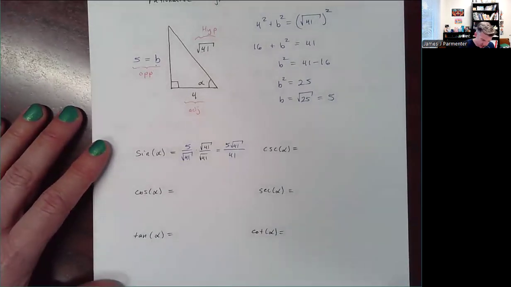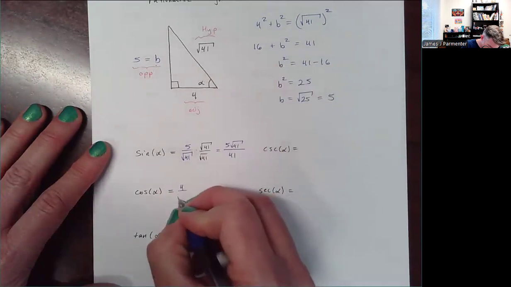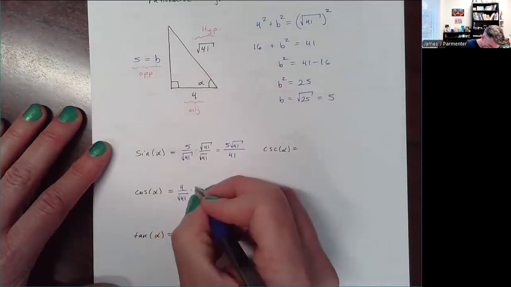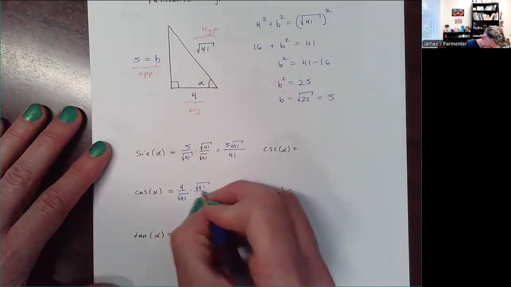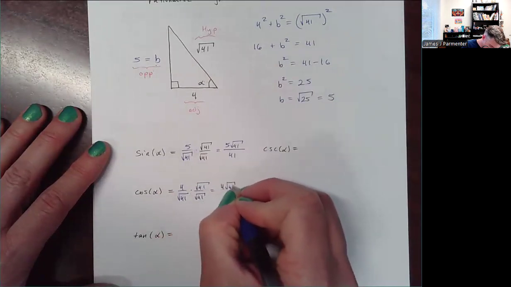Same thing for cosine of alpha. Cosine of alpha is going to be the adjacent over the hypotenuse. So 4 divided by the square root of 41. And again, we're going to rationalize by multiplying by root 41 over root 41, which is going to be 4 times the square root of 41 over 41.